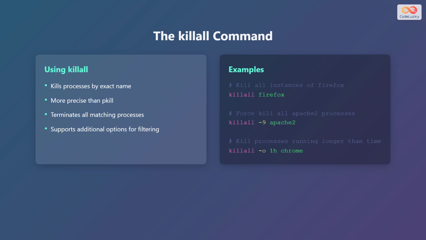Now let's discuss the killall command. The killall command kills processes by their exact name. This command is more precise than pkill, and it terminates all matching processes. It also supports additional options for filtering. Here are some examples. To kill all instances of Firefox, use killall firefox. To force kill all Apache 2 processes, use killall -9 apache2. To kill processes running longer than a specified time, use killall -o 1h chrome, which will kill all Chrome processes running for over 1 hour.